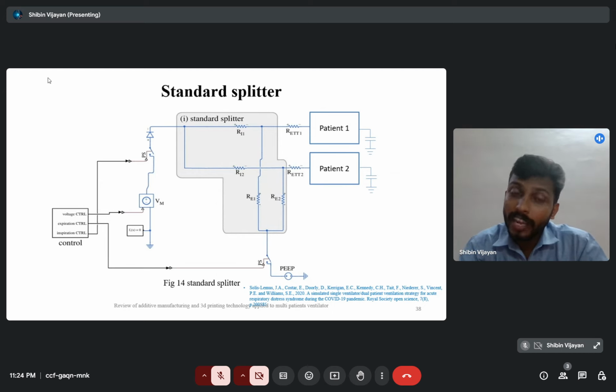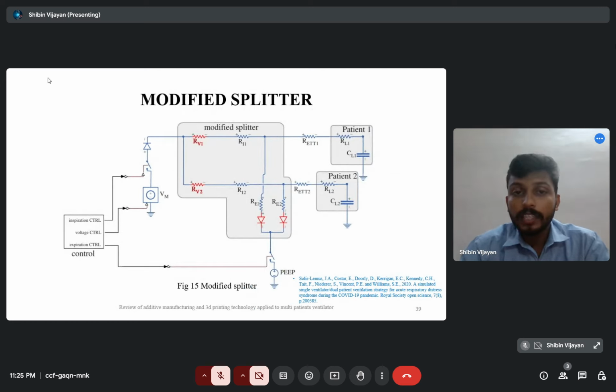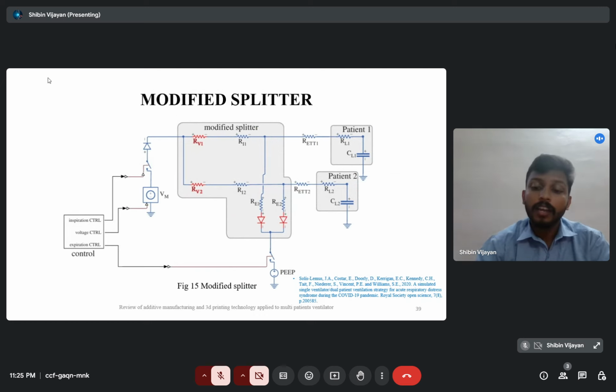So Neyman and Babcock rethought this standard splitter and developed a modified splitter, with inspiration from another scientist, Palladino et al. Palladino et al. successfully completed an experiment: four adult human-sized sheep were ventilated for 12 hours on a single ventilator. This inspired the scientists to rethink the standard splitter and develop a modified splitter. The modified splitter concept is shown here.